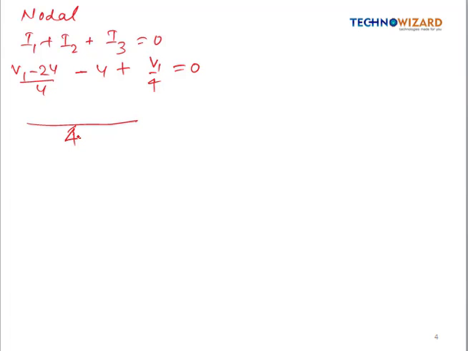So it will be I1 plus I2 plus I3 is equal to 0. So I1 current is (V1 minus 24) by 4 ohm resistance, and I2 is minus 4 because they are in the opposite direction. This will be V1 by 4 is equal to 0. So after taking the LCM, it will be V1 minus 24 minus 16 plus V1 is equal to 0. So this will be 2V1 is coming as 40. So V1 value is coming as 20 volt.